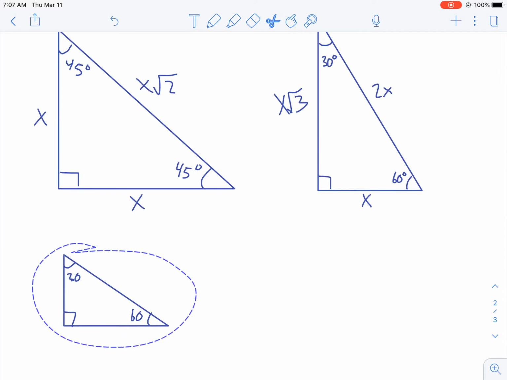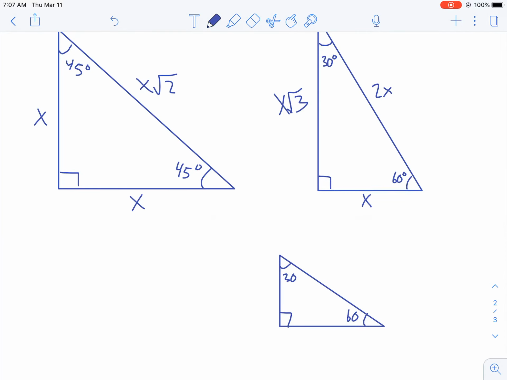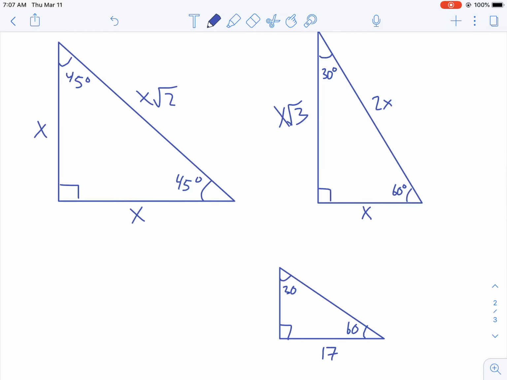I could tell you this down here is 17. So I'm giving you the short leg is 17. That means the hypotenuse has to be 34, and that means the long leg, the one across from the 60, has to be 17 radical 3. You don't have to show any work. You can plug that in, because based on the template, if this is x, then this is going to be whatever that number is, radical 3, and this is going to be double that number.